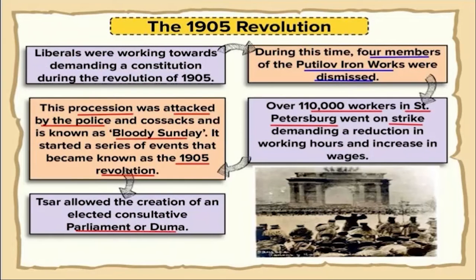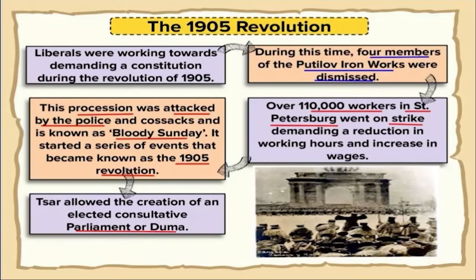Next comes the 1905 revolution, where comes the event of Bloody Sunday. Now, what happened was, liberals were working towards demanding a constitution during the revolution of 1905. The liberals, from the start, were against dynastic rule. So they said, no, we do not want a dynastic rule. We want a proper constitution. We want a proper parliament.